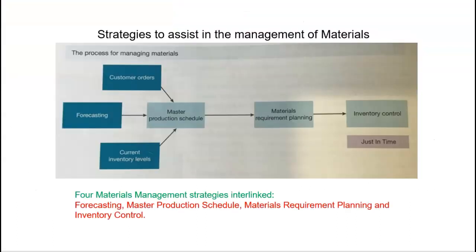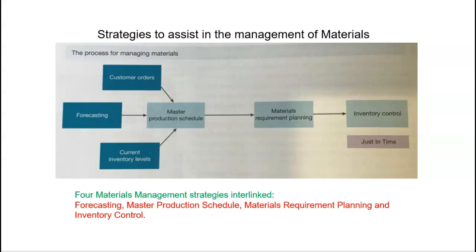So let's look at some of the strategies to assist the management of materials. There's four that are listed in the key knowledge point in the study design, and the four that we need are forecasting, master production schedule, materials requirement planning, and inventory control. And we'll go through the four. The benefits are that if you get this right, they're all linked, so it's pretty straightforward to walk through.